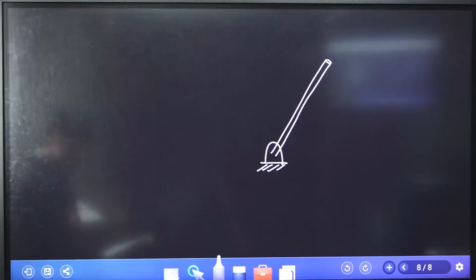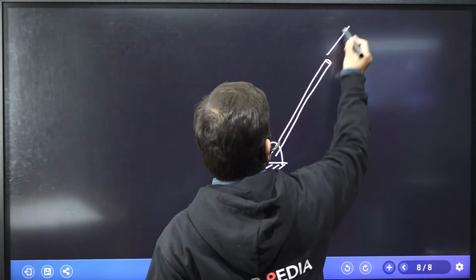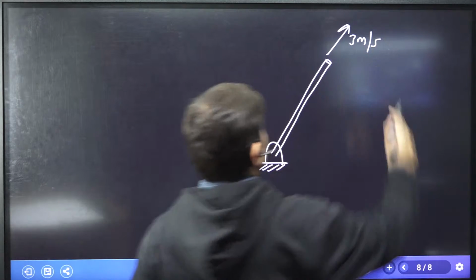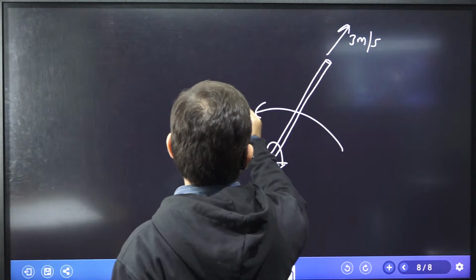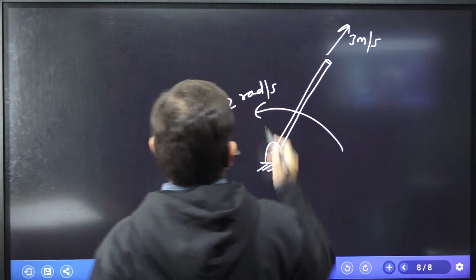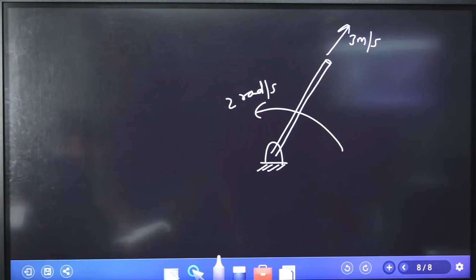At the instant the shell is just about to leave the barrel, its relative velocity to the barrel is 3 meter per second. So at the instant the shell is just about to leave the barrel, its velocity is given as 3 meter per second, whereas the barrel is swinging upward with constant angular velocity 2 radian per second. So 2 radian per second is the angular velocity of this.